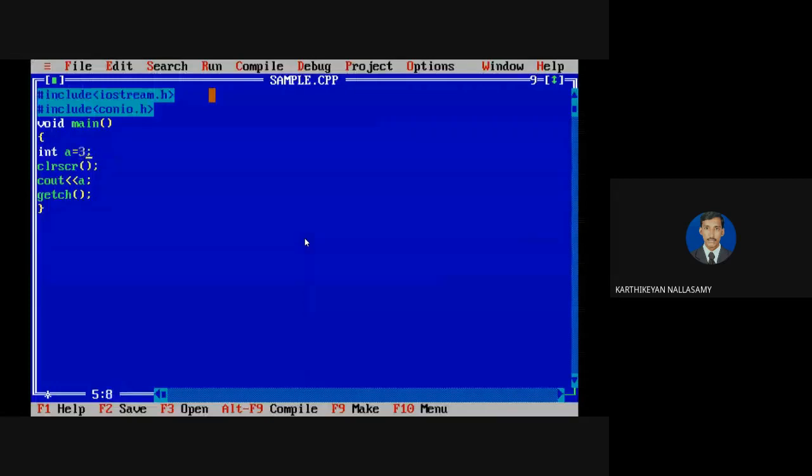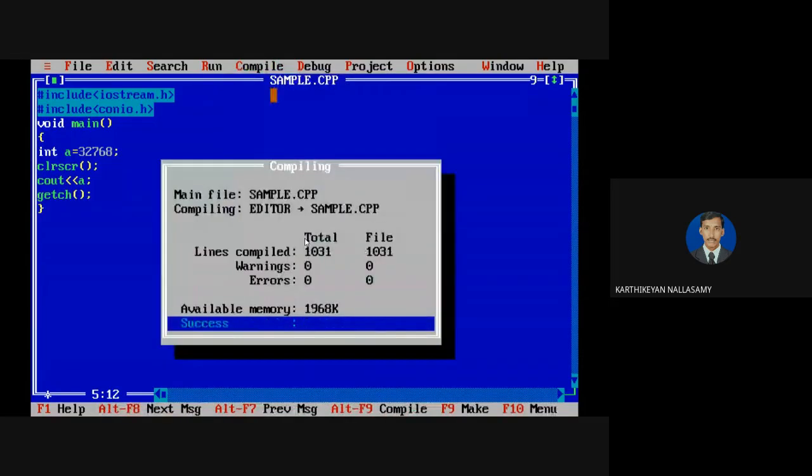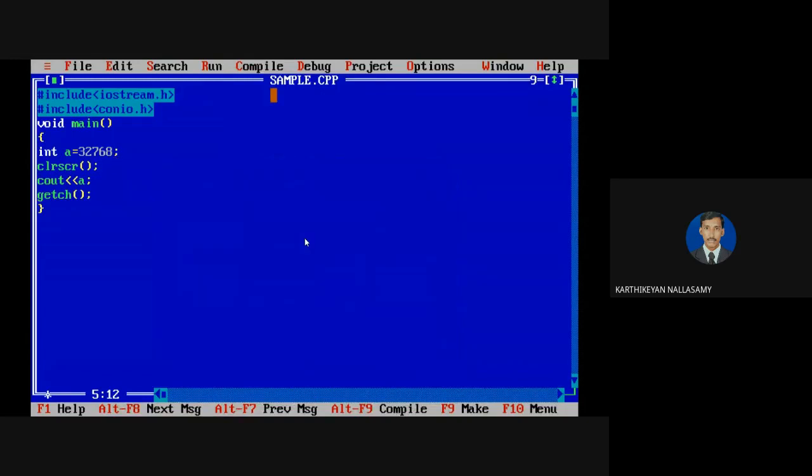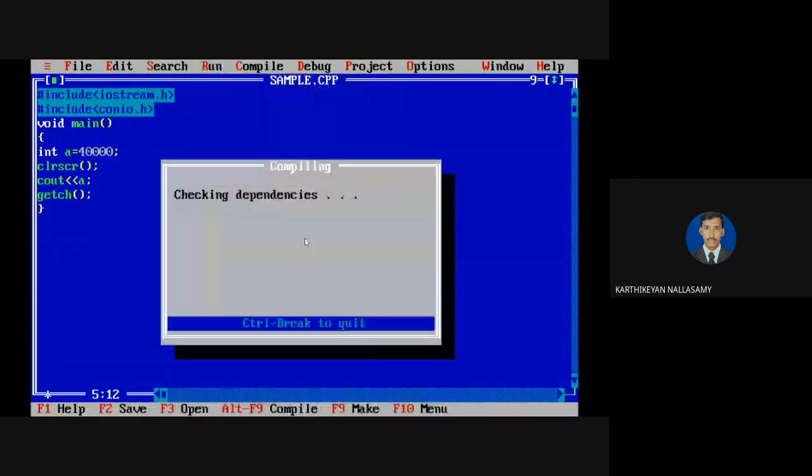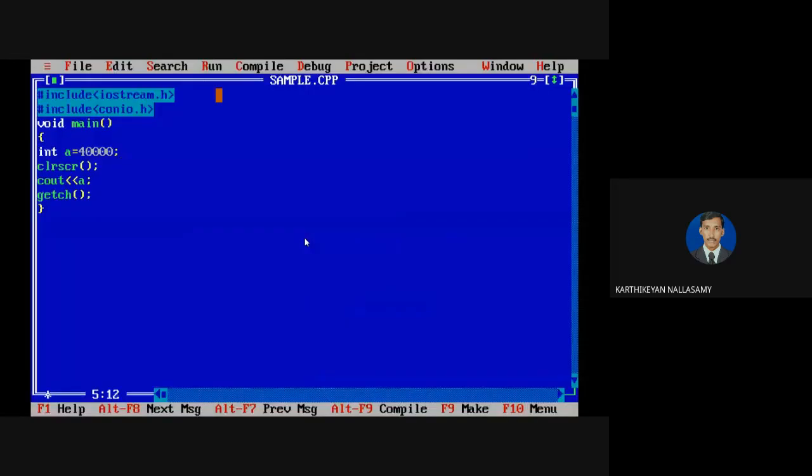So even if you try to store 32,768, it will not show. It will store it after 32,767. The next value in the circle is minus 32,768, so it will store minus 32,768. Here, if I say 40,000, it is unable to store it because integer is a signed integer. So it will be stored in a cyclic format. You can refer to what the value is. It will come in the cyclic format.